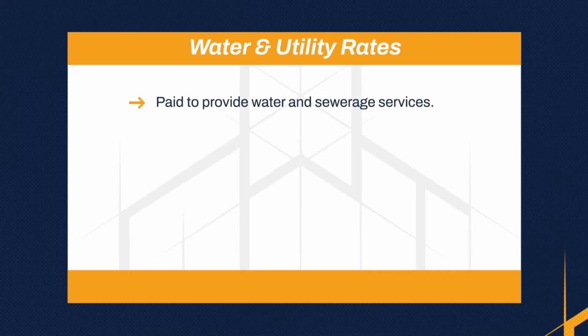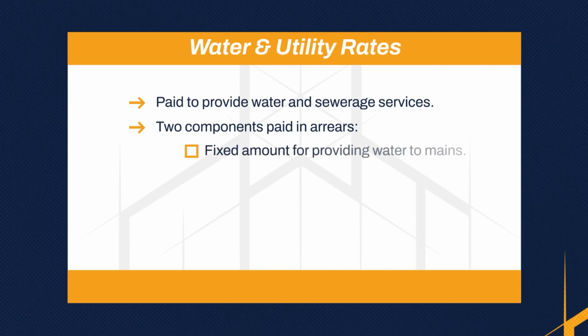Next, we have water and utility rates. Water rates are paid to the authority that provides water and sewage services to your property. The rates are paid quarterly in arrears and have two components: a fixed amount for providing the water mains to the property and a variable amount based on your water usage. There's usually no discount for early payment.